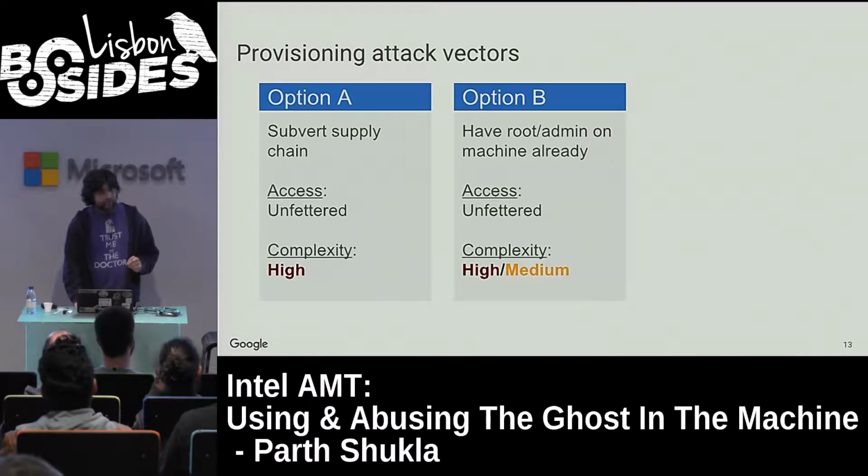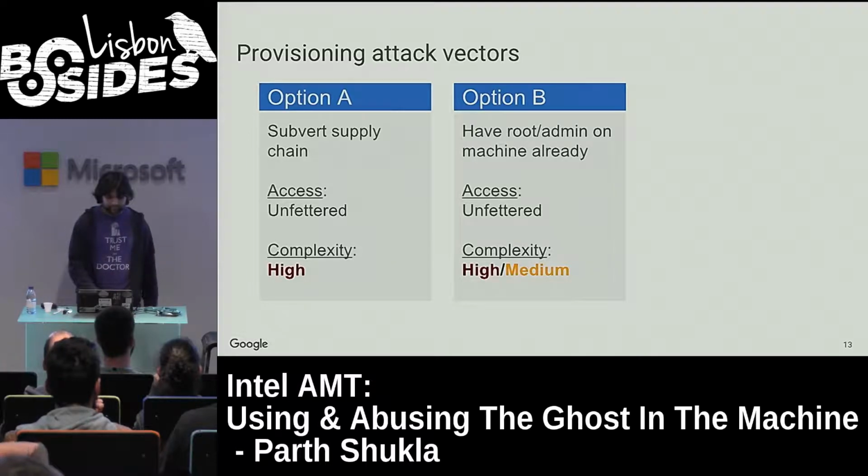The likely attacker here, again, is a sophisticated attacker looking for long-term persistence. Because if you already have root on the box, you kind of wonder why you want AMT. Both of these are hard to carry out and unlikely for different reasons.